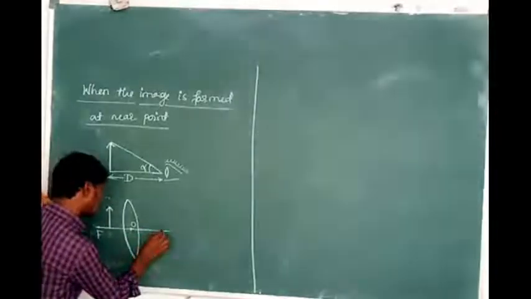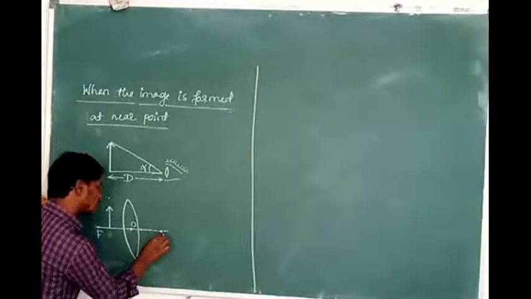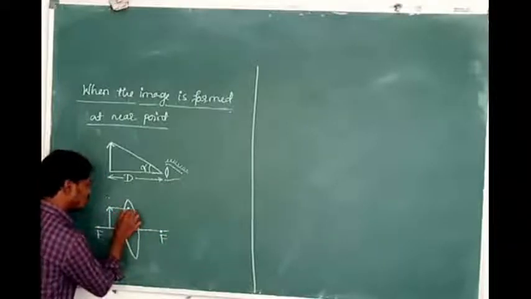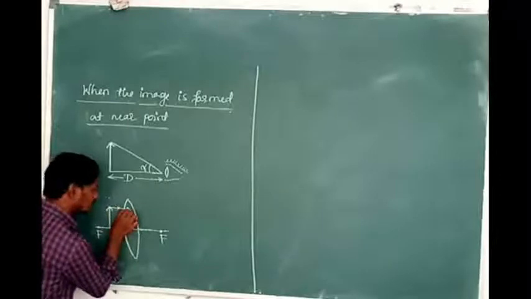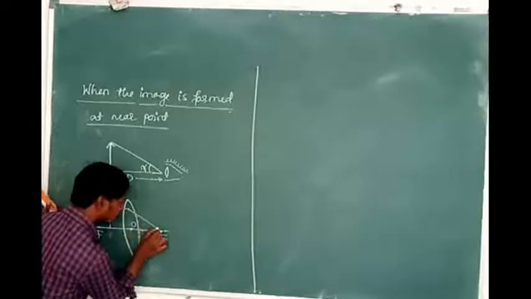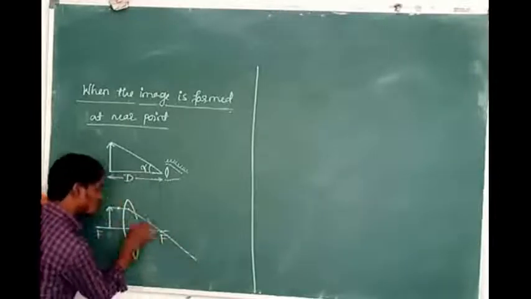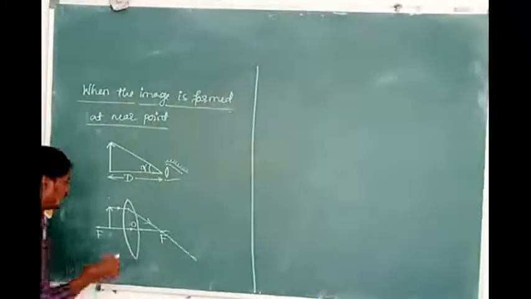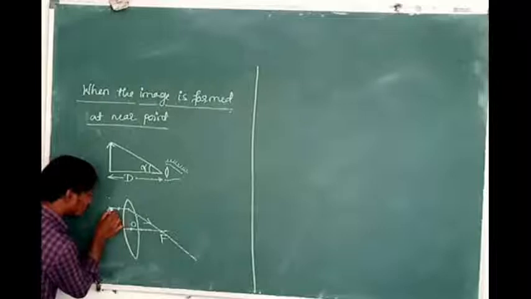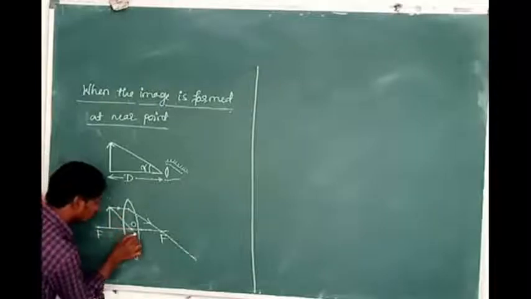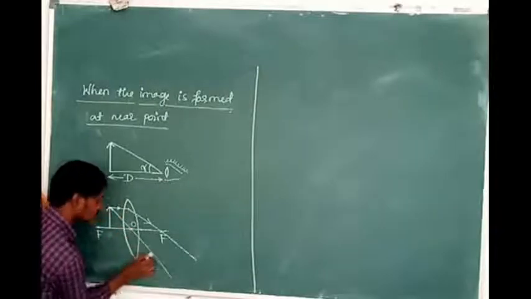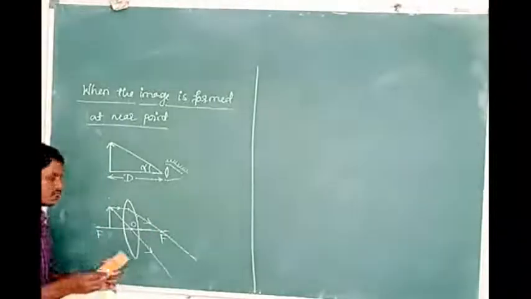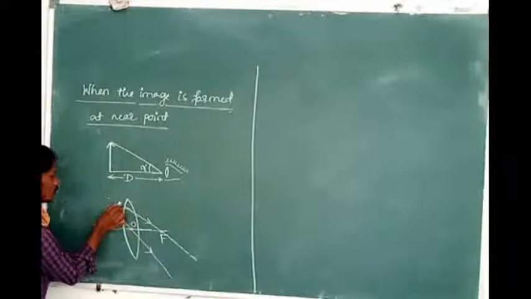So I will take this side principal focus, the second principal focus. The first ray is parallel to the principal axis. After refraction, the refracted ray passes through the second principal focus. Already you studied about this in the formation of image by convex lens. And one more ray passes through the optical center without any deviation. So these two rays are divergent. These divergent rays appear to have come from a point.